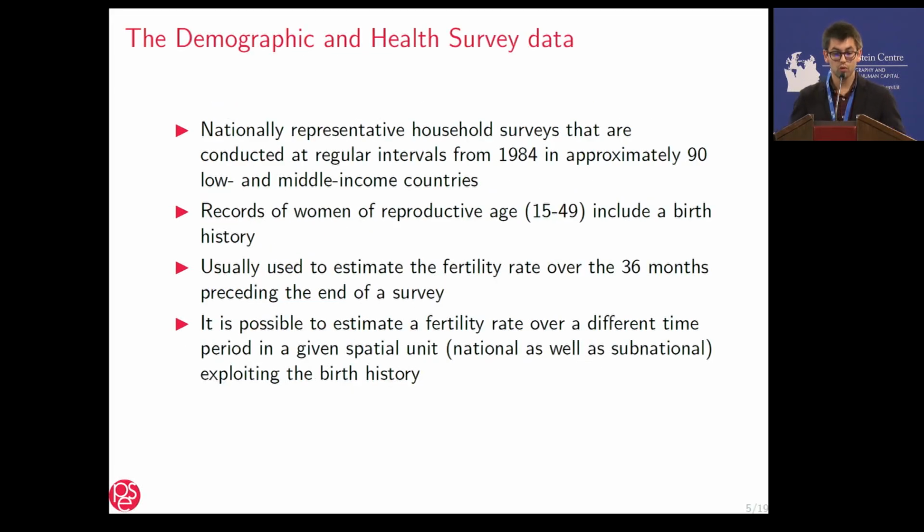So you all know DHS data, but I'm going to say again some little things, and in particular the fact that in the record of women there is a birth history. This birth history is usually used to estimate fertility rate over the 36 months that precedes the end of the survey. However, it's theoretically possible to estimate fertility using this birth history over a different time period with a different time span in a given spatial unit considering a restricted sample.